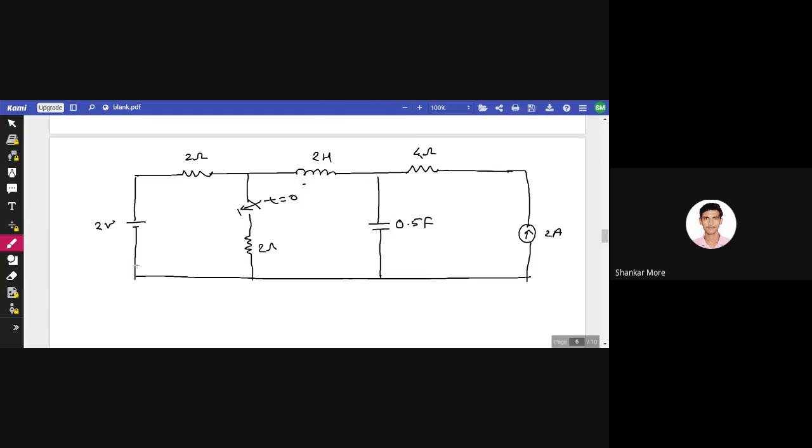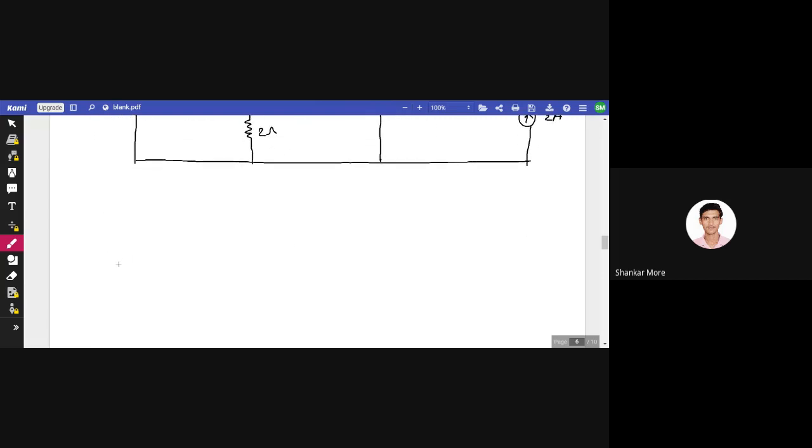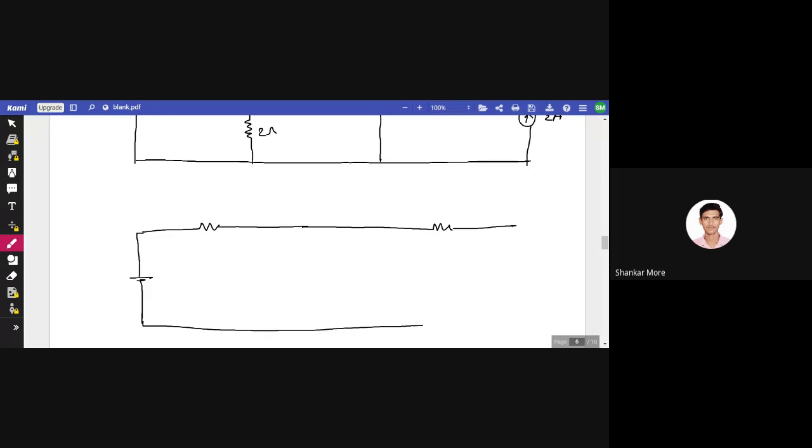I'll redraw the circuit. Okay, I'll redraw the circuit. So the circuit will be the same, but the changes will be here. 2 ohm resistance is as it is. This inductor is short circuited. This 4 ohm resistance is as it is, and this voltage source will be here itself. It is not going to go anywhere. Then the current source is here.